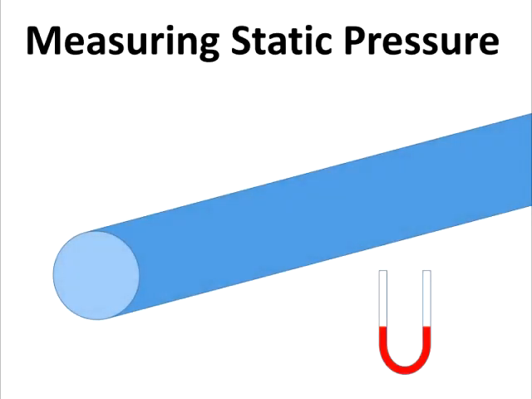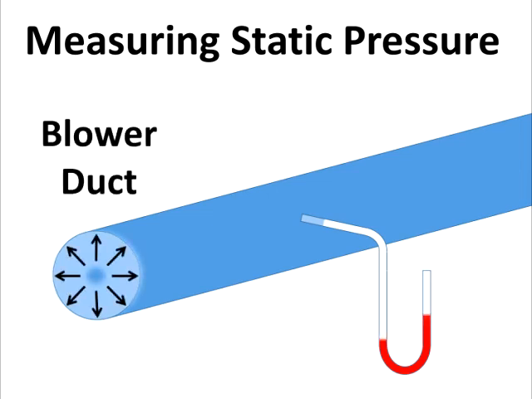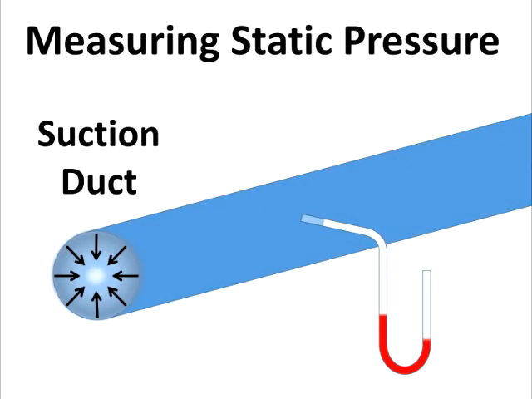To measure static pressure, we connect the manometer to the duct with a straight tip that is perpendicular to the airstream. In a blower duct, positive static pressure pushes the liquid in the manometer away from the duct. In a suction duct, negative static pressure pulls the liquid in the manometer toward the duct.